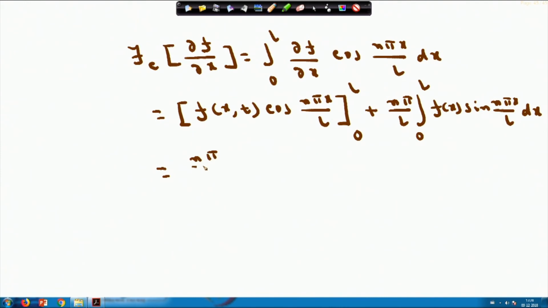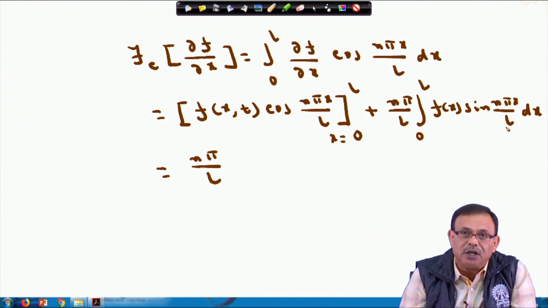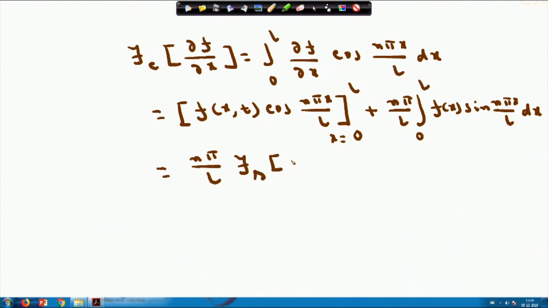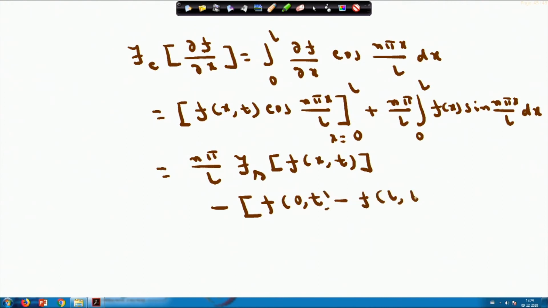So you will get nπ/L times this. Sorry, here it will not be 0, because at L it is not vanishing. At x equals 0 it will not vanish, and at x equals L it is cos nπ, that will also not vanish. It depends on the value of this one. So I am just writing this: it equals nπ/L times the integral from 0 to L of f(x,t) sin(nπx/L) dx, which is nothing but the finite Fourier sine transform of f(x,t), minus, putting the lower limit, f(0,t), this part is 1. So f(0,t) minus f(L,t) cos nπ.